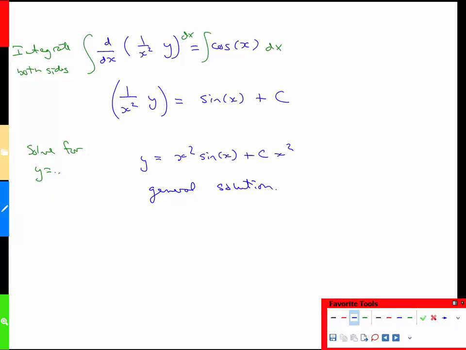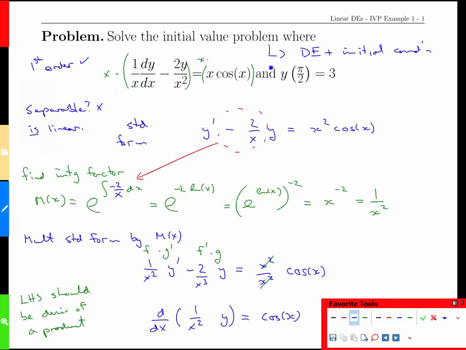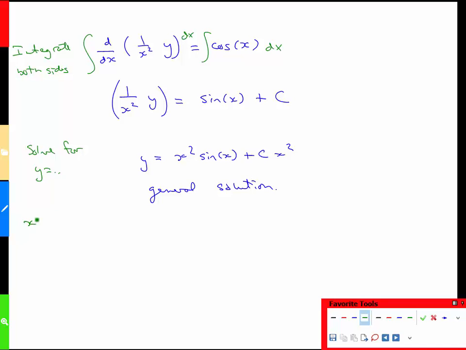Now we were given one other piece of information in this problem. We were told this wasn't just a differential equation problem, but an initial value problem, because we had a starting condition. When x is pi over 2, y should equal 3, and that'll let us solve for the constant c that hasn't been determined yet. So we would have 3 as our y equals pi over 2 squared sine of pi over 2 plus c pi over 2 all squared. And we're going to solve for c.